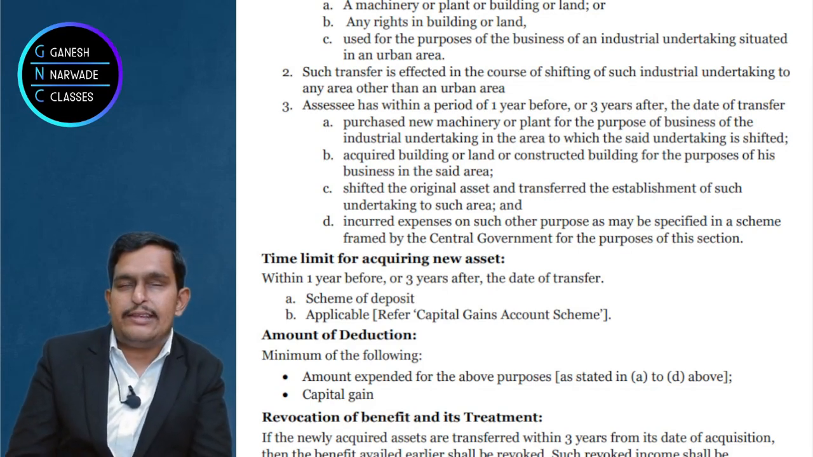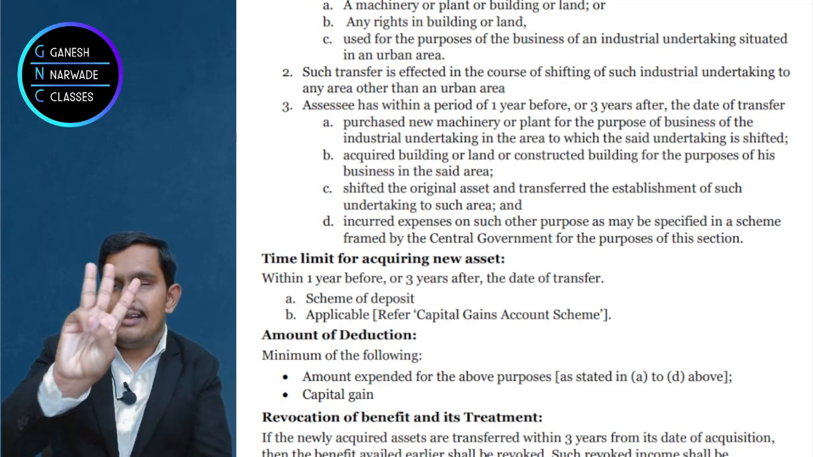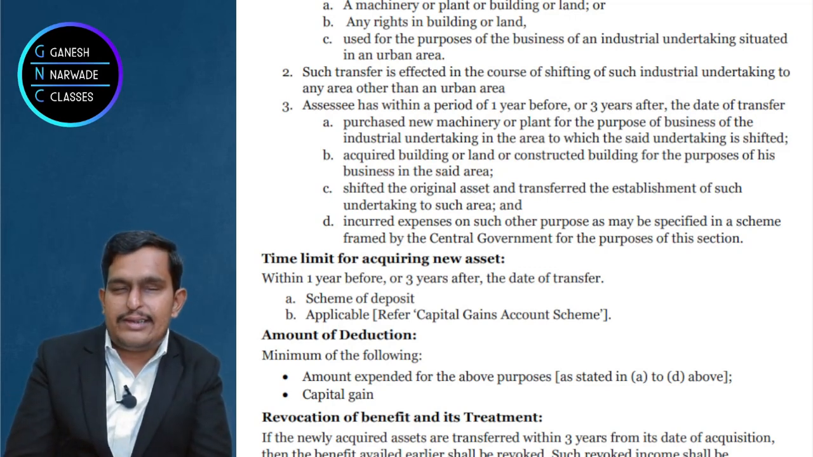You should maintain the new undertaking for at least 3 years. You should maintain the new assets for at least 3 years. Okay. So you should maintain the new assets for how many years? At least for 3 years. If you maintain it for 3 years, no problem at all. After that you sell, okay, capital gain will be computed on the sale of undertaking.